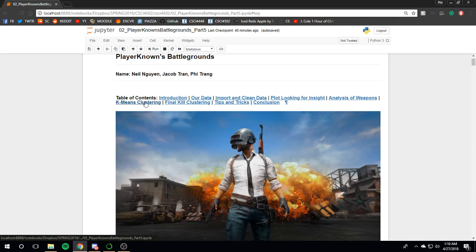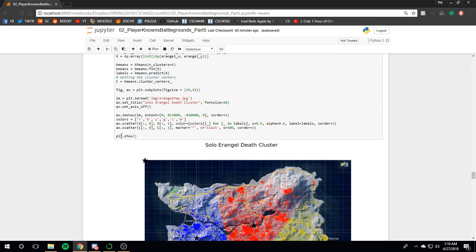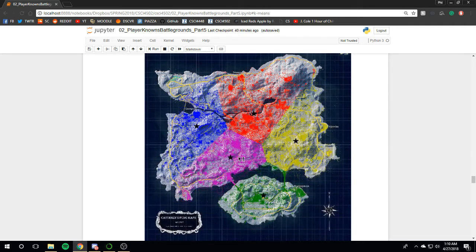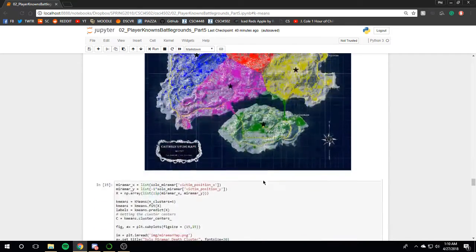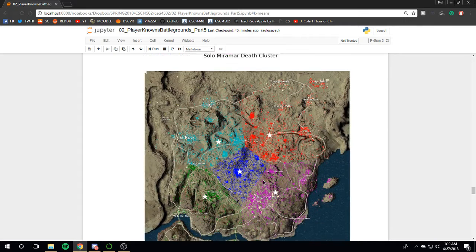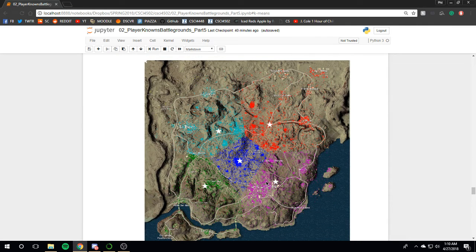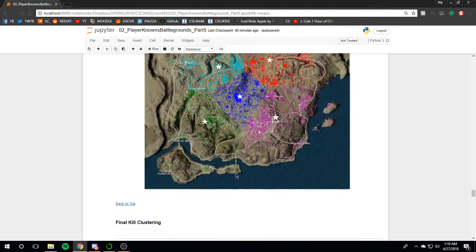Next thing we did was k-means clustering. We used this clustering algorithm for, I think, 5 random cluster points. You can see they are pretty evenly distributed. There's a cluster down in the military base for Erangel, and then for the Miramar game, you can see the clusters marked in separate colors again.